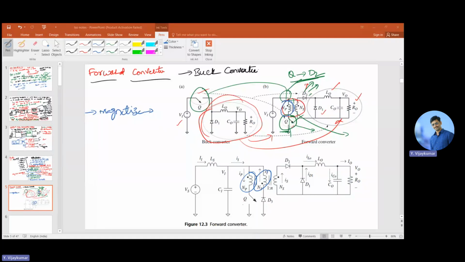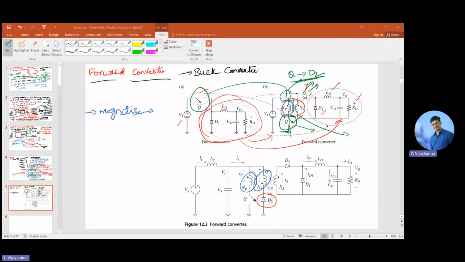Once you magnetize it, we also have to demagnetize it. For that, we have kept a diode here. What is the purpose of diode D3? It makes sure that for every cycle the core is demagnetized, whenever the primary side switch is not conducting.